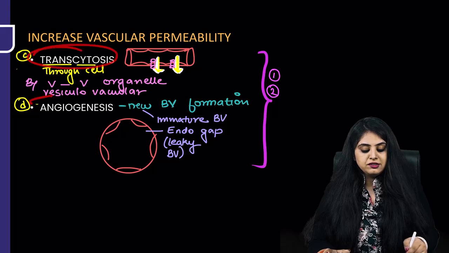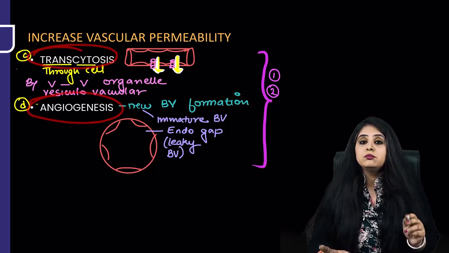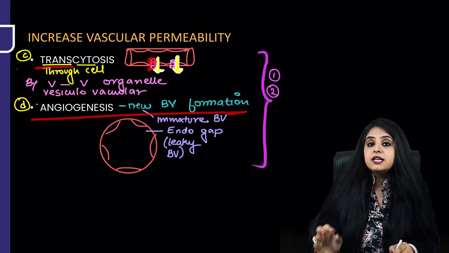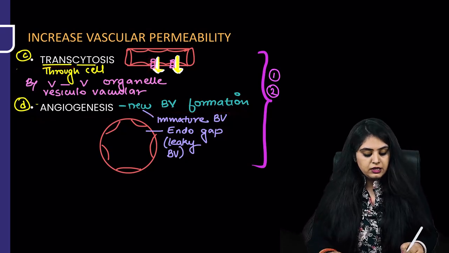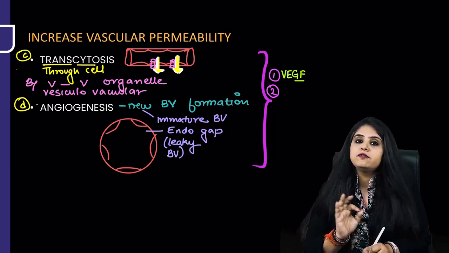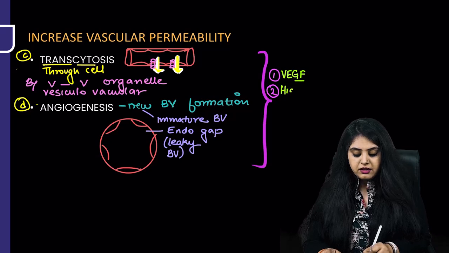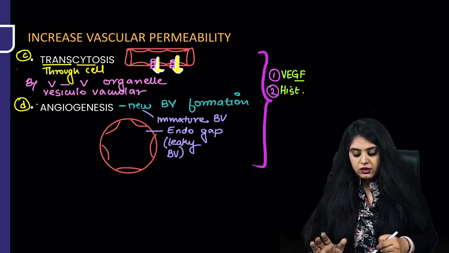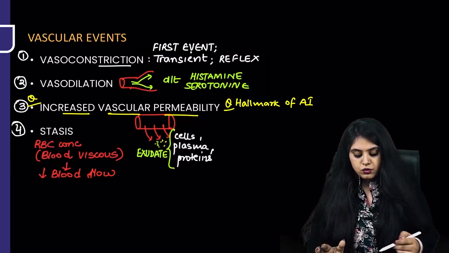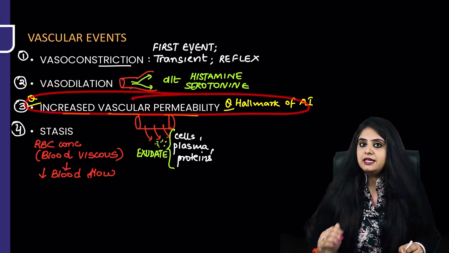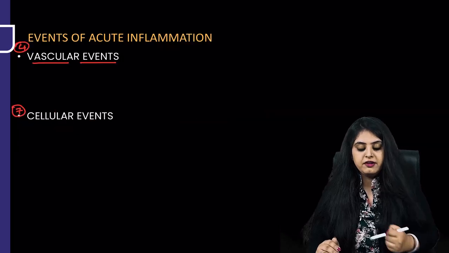For transcytosis and for angiogenesis, because in both places either you are making a new blood vessel or you are making a hidden tunnel, whenever you are making new things, you have two mediators. One is going to be VEGF. Whenever you need a growth factor, it is always VEGF for the blood vessel. And the second one, of course, is our hero, that is histamine. You are done with all the vascular events. As I had told you, we were studying the mechanisms of increased vascular permeability. They have been done. All 4 vascular events are over.